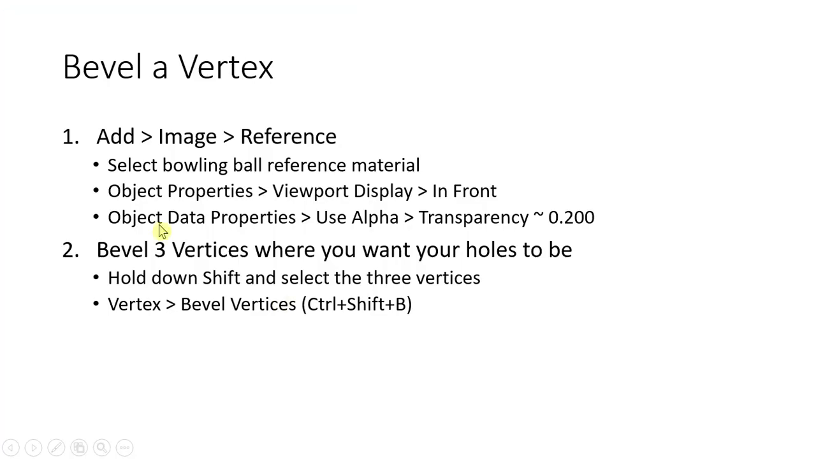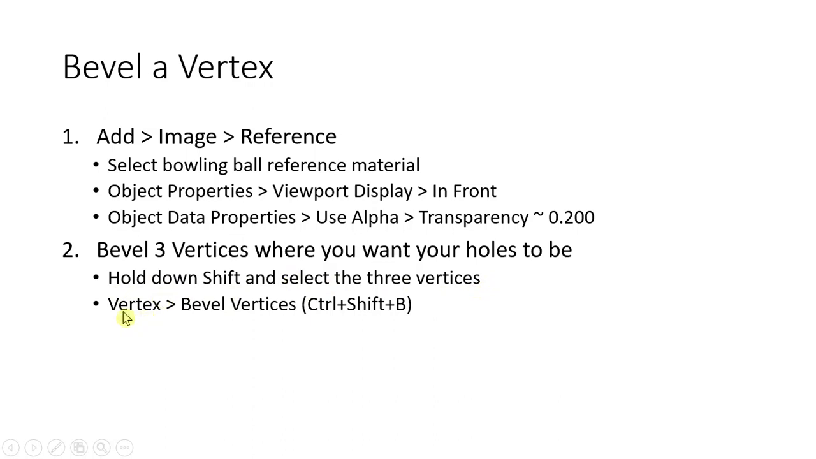Perfect. So next, we want to bevel a vertex, and I'm sure that means nothing to you right now, but it will in just a moment. And we could also add a reference image of our bowling ball, and just for fun, because I want you to remember how to add a reference image, it's not really going to be that great of an application, but I'm just going to go through that one time with you again. And then you're going to bevel 3 vertices where you want your holes to be. So you'll hold down Shift and select 3 vertices. You have to be in edit mode in Vertex Select.